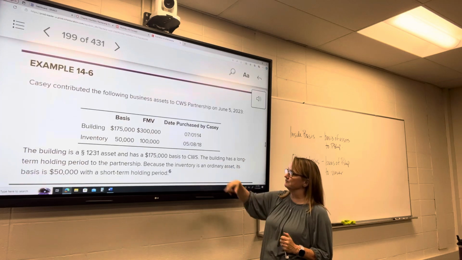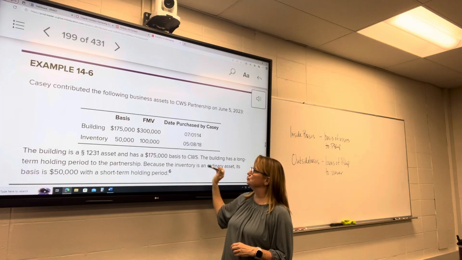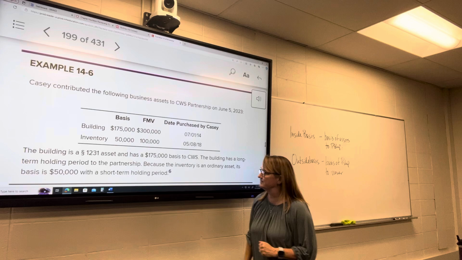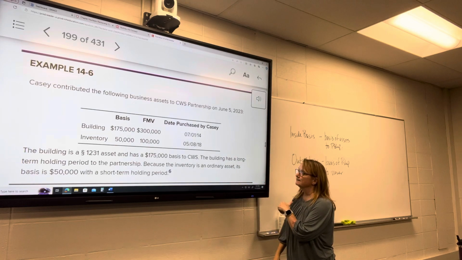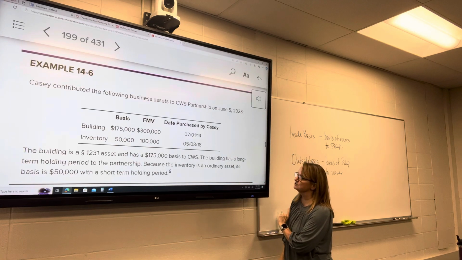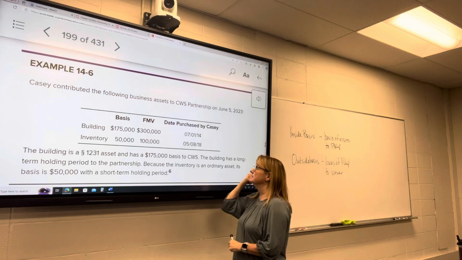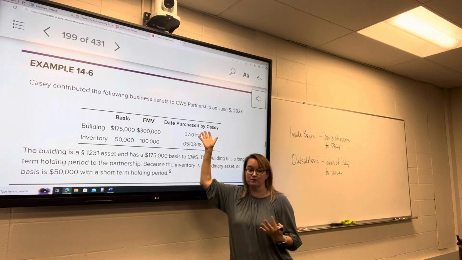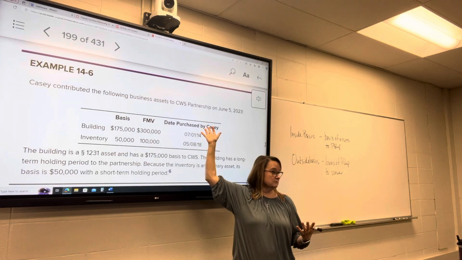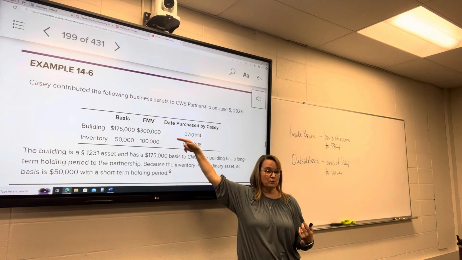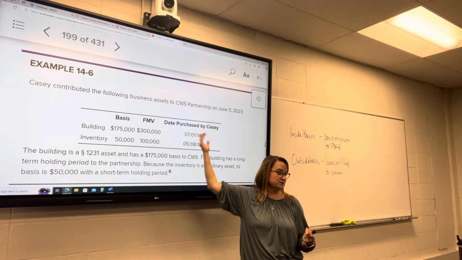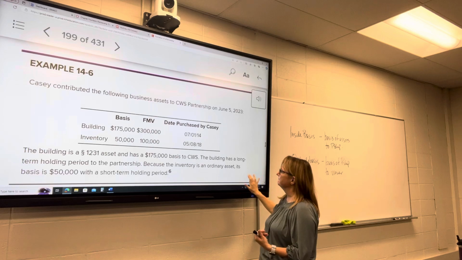So the building is a 1231 asset. The basis to the partnership is 175,000. That's just going to carry forward. Has a long-term holding period to the partnership. So that building, they're going to start as though the partnership always owned it in 2014, and then wherever they are in that depreciation schedule, that's where the partnership is just going to pick up.